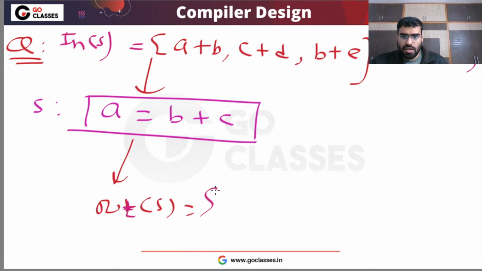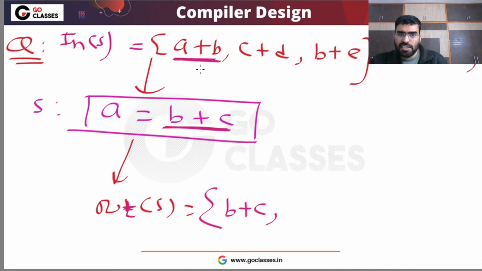So the answer is what? You can notice B plus C will be generated. Very good, there is no problem. But now everything which has A will be killed. Yes or no? This will be killed. C plus D will be there. B plus E will be there.